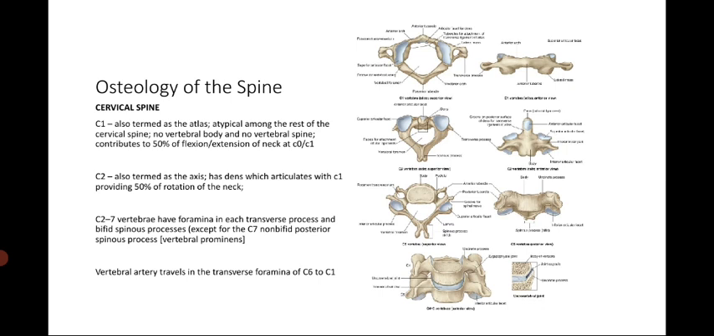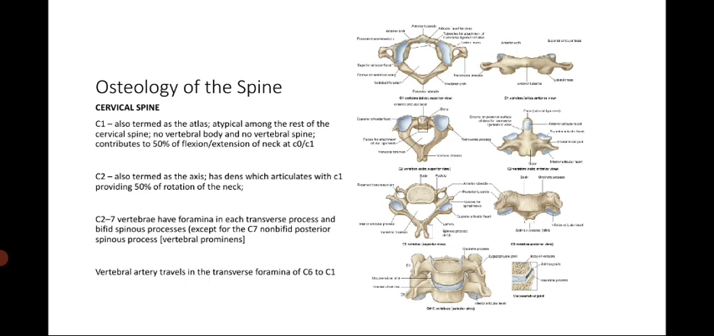The C1 is also termed the atlas. It's atypical because it does not have a vertebral body, and it also does not have a spinous process. It contributes to most of the flexion and extension that you would see in the neck, at the C0, C1 joint.